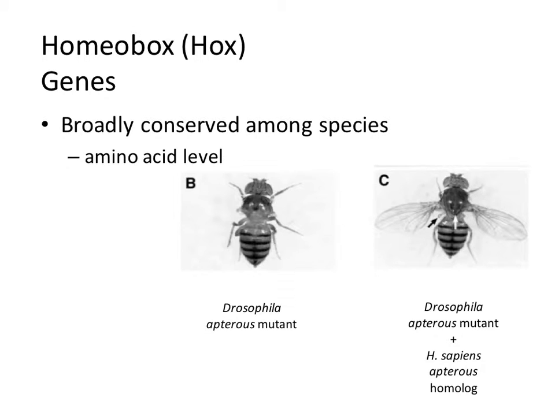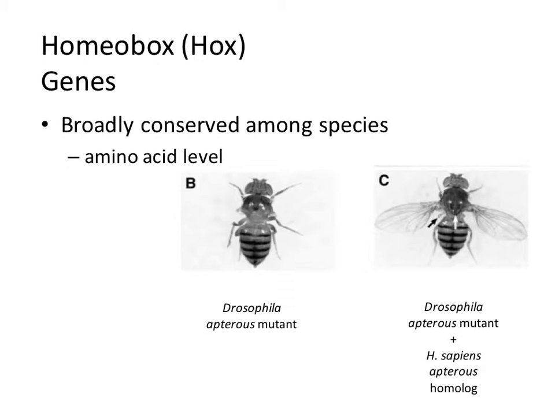The really cool thing about the Hox genes is that they're really broadly conserved, meaning that if you have a Hox gene in one species, it's probably expressed about the same time during development and about the same place in the body as the same gene in a different species. This is so much the case that you can actually take an Apterous mutant Drosophila and you can stick in, transgenically, the human version of the same Hox gene. And look what happens to the fly. It grows its wings again.